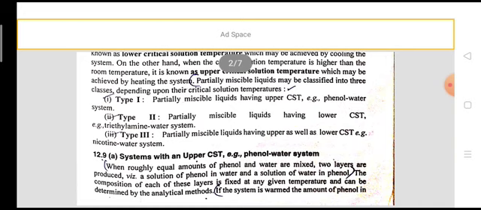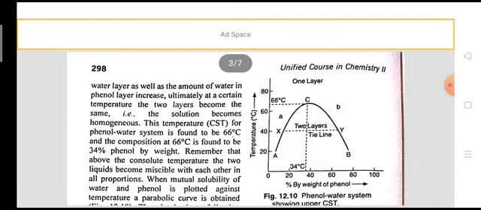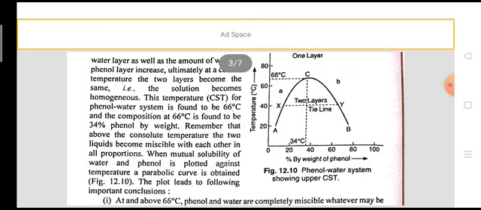Now, if the system is warmed, the amount of phenol in the water layer as well as the amount of water in the phenol layer increases. Ultimately, at a certain temperature, the two layers become the same. That is, the solution becomes homogeneous. This temperature for the phenol water system is found to be 66 degrees centigrade.